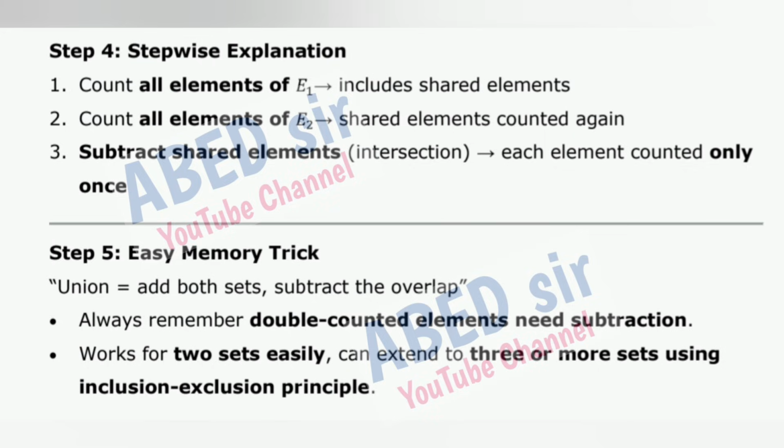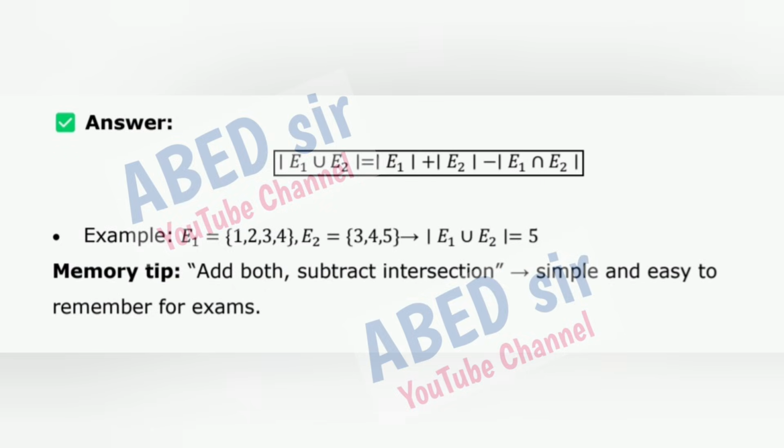Step 5. Easy memory trick. Union is equal to add both sets, subtract the overlap. Always remember double counted elements need subtraction. Works for two sets easily, and can be extended to 3 or more sets using the inclusion-exclusion principle. Answer. Example, E1 is equal to {1, 2, 3, 4}, E2 is equal to {3, 4, 5}, |E1 ∪ E2| is equal to 5. Memory tip, add both, subtract intersection, simple and easy to remember for exams.